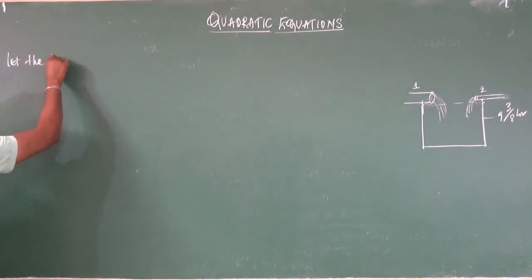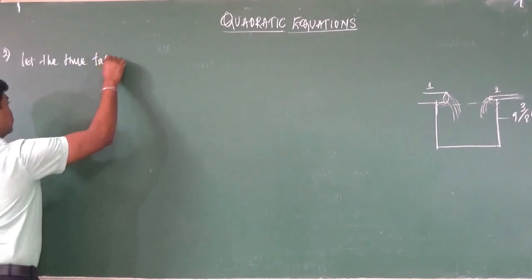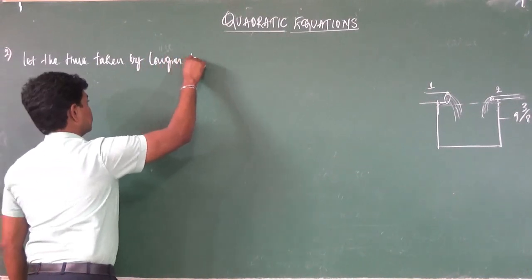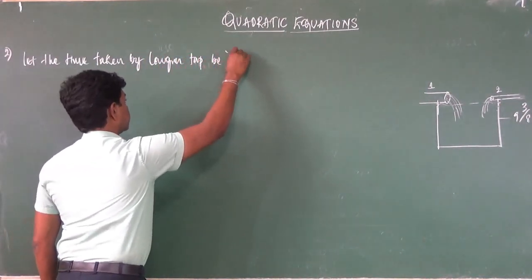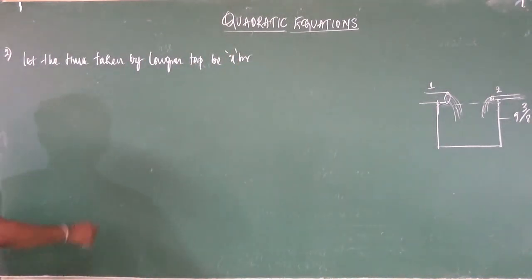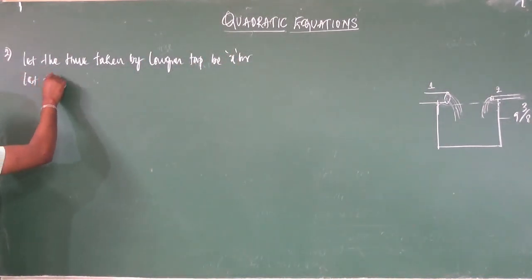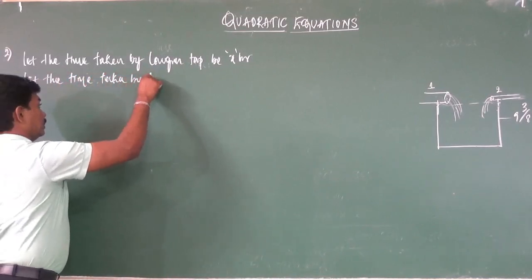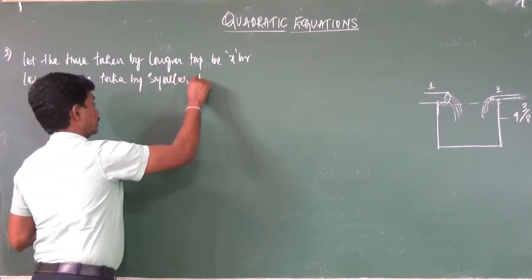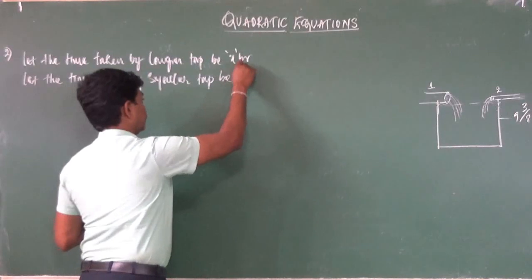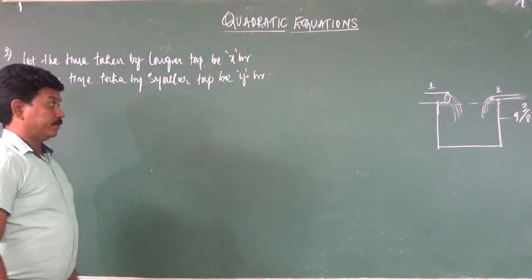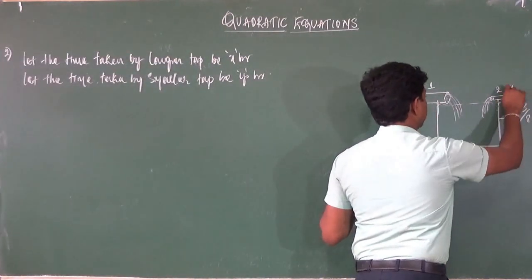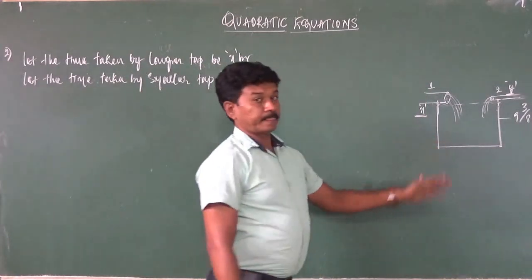Let the time taken by larger tap be x hours. Okay, so let the time taken by smaller tap be y hours. So this tap is going to take x hours to fill the tank, and this is going to take y hours to fill the tank. Individually, I am telling you, right?